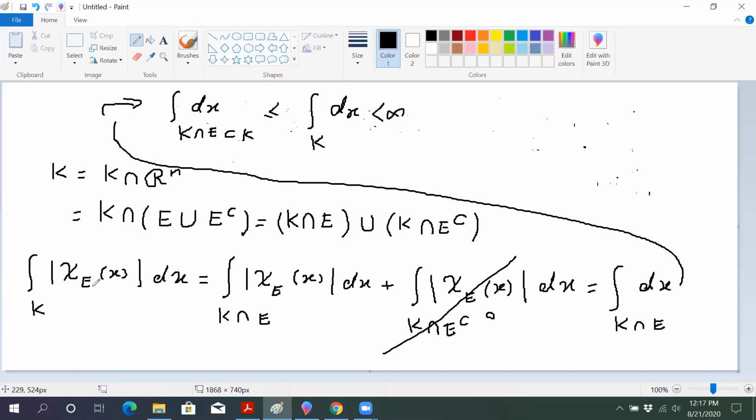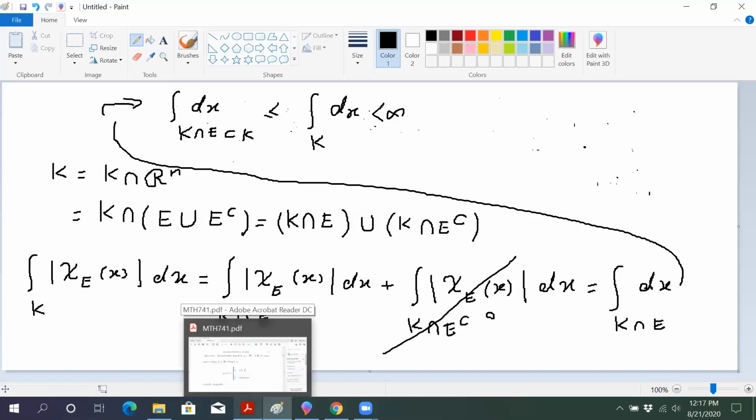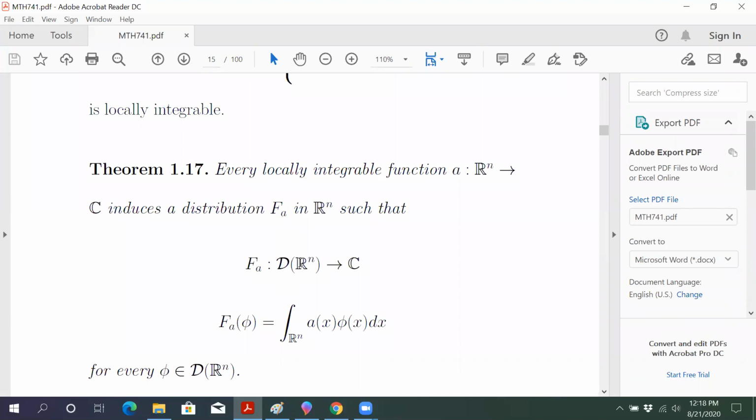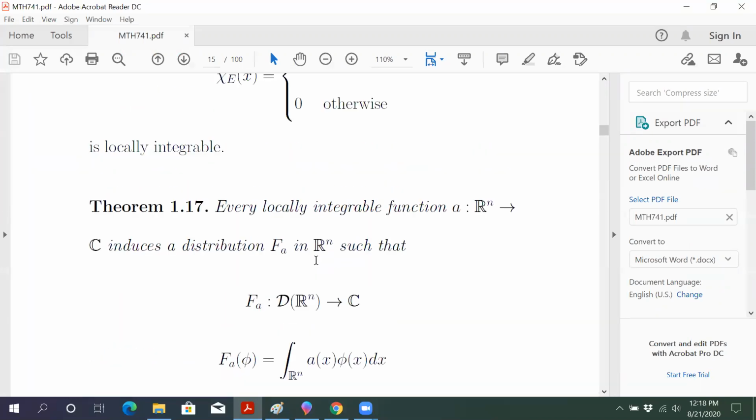So next we are going to show that every locally integrable function induces a distribution. You remember previously we said that about every continuous function. Now we are going to mention similar things under a weaker condition. We are going to show that every locally integrable function induces a distribution in a similar way, using the integration. Okay. This is our last thing for our discussion today. Okay. Theorem.